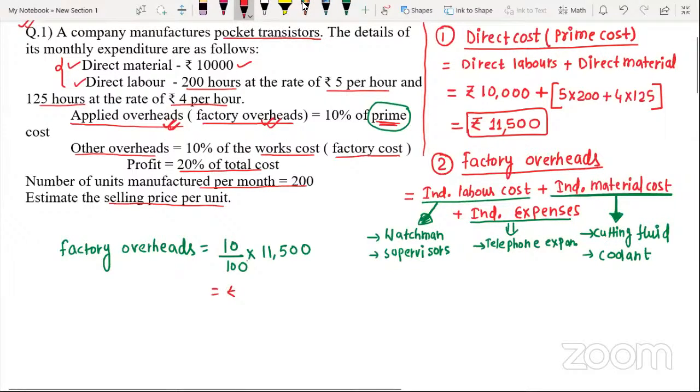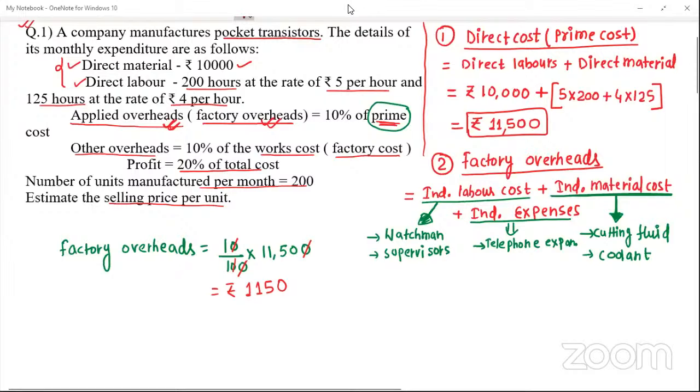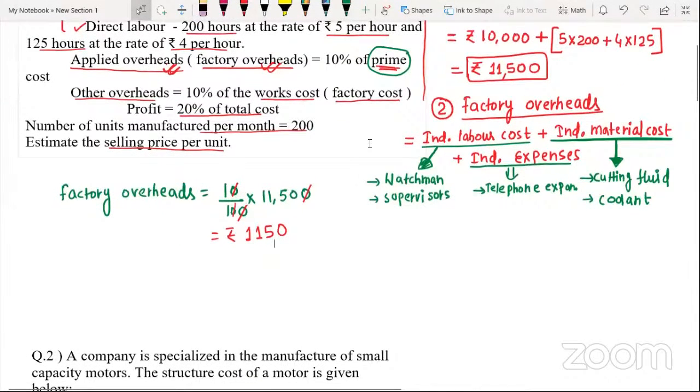We are going to get rupees 1150. Okay, this much of rupees. It will be the factory overhead. Okay. Now the third cost.